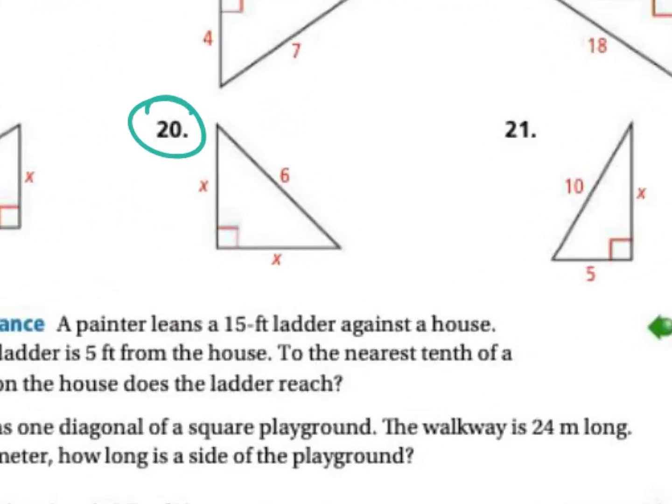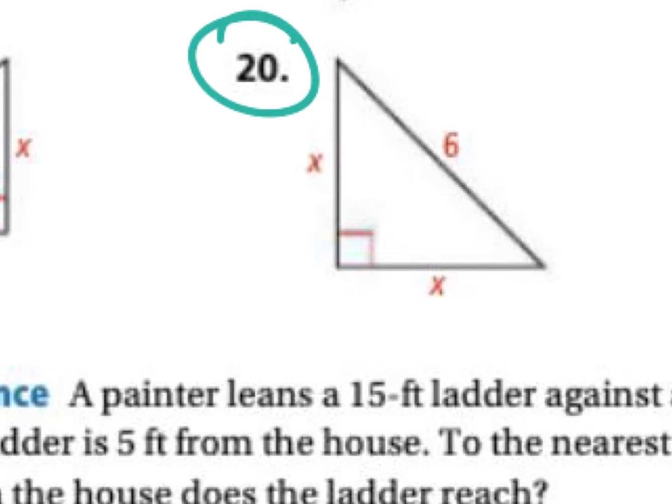Number 20. Okay, so now this one, you have two unknowns. The beautiful thing is they're the same unknown, right? These are both x. So you're going to say x squared plus x squared equals 6 squared for the Pythagorean theorem. What is x squared plus x squared? 2x squared, not x to the fourth. Okay, don't add your exponents.